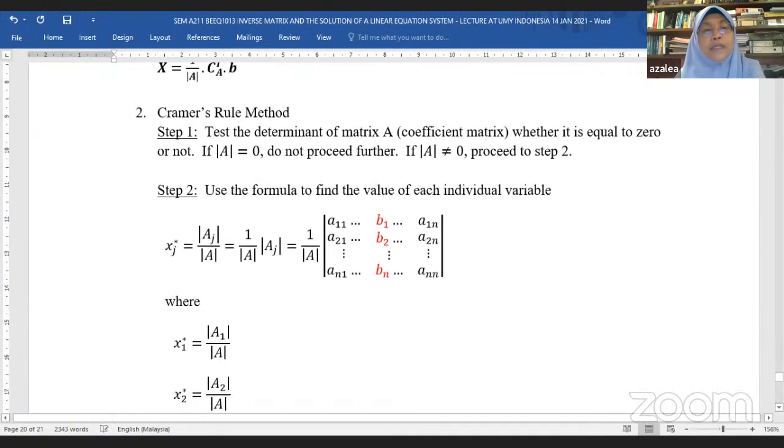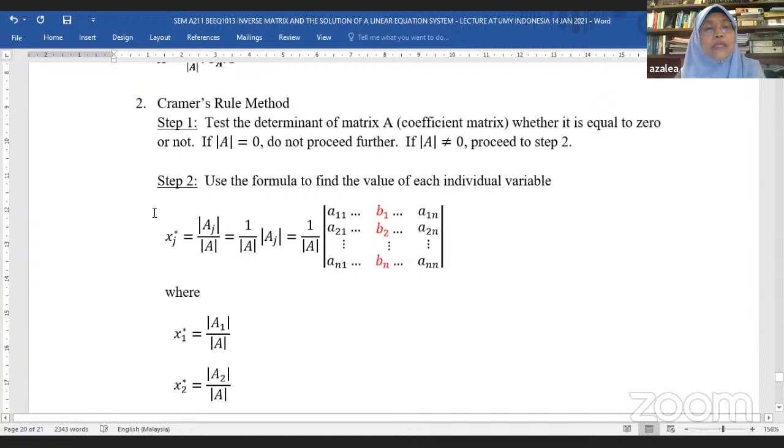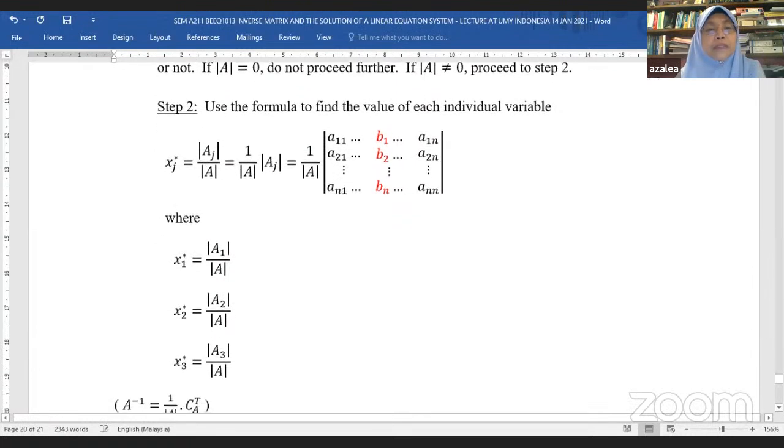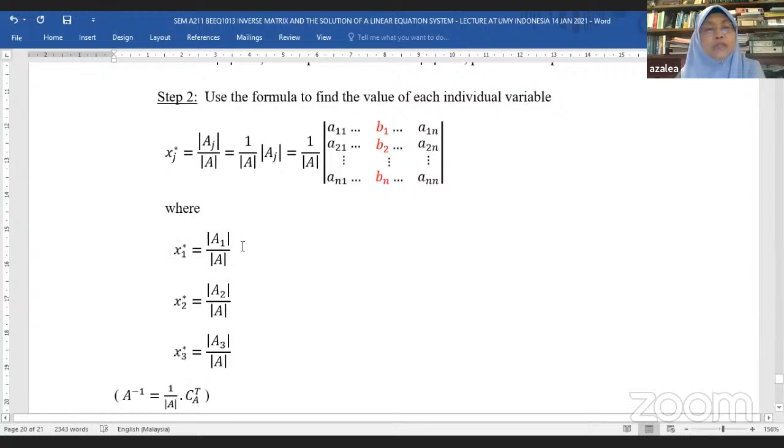For the Cramer's rule method, step 1 is still the same, which is testing the determinant of matrix A and comparing it with 0, whether it is a singular matrix or a non-singular matrix. And in step 2, use the formula to find the value of each individual variable. So x1 will be equal to the determinant of A1 over the determinant of A. So this is the formula: xj star will be equal to the determinant of Aj divided by the determinant of A.